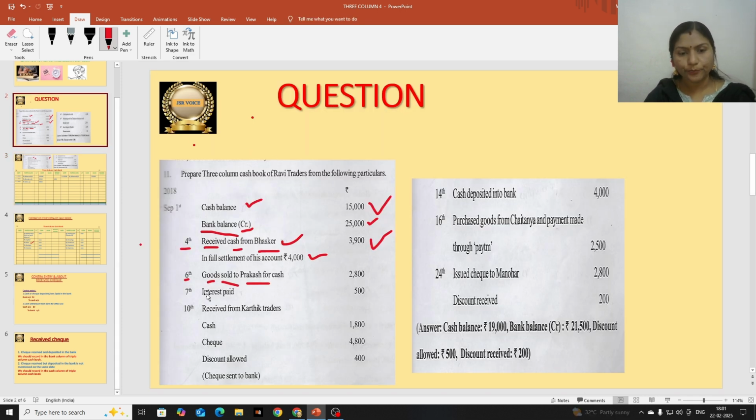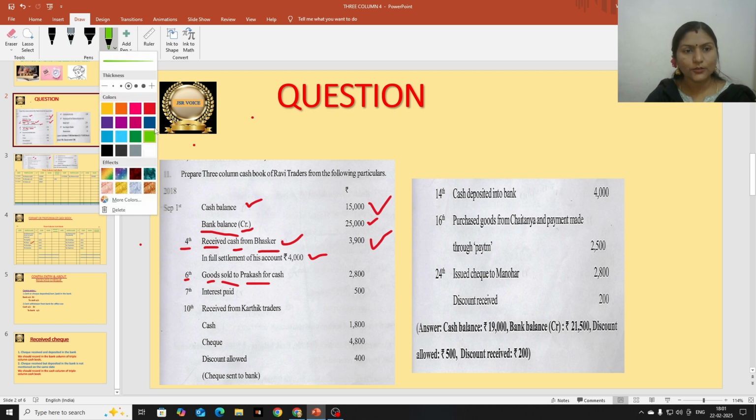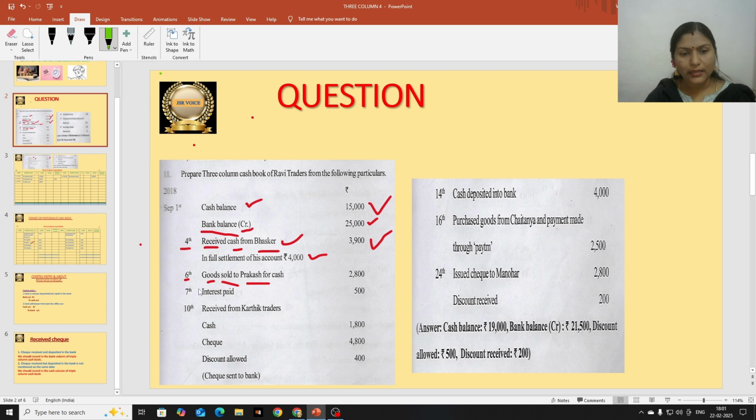Next one is the 7th date. Okay, 7th date, what happened? Interest paid. So, clearly we can see the word paid. If business is paying anything, payments we always record on which side? Credit side. Because in case of payments, cash goes out of the business. So what are they paying? Interest. We should mention by interest account, 500 rupees in 3-column cash book.